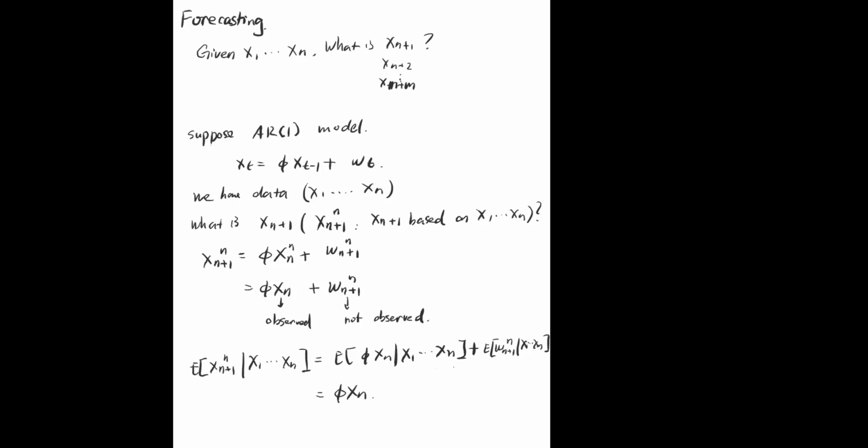And the second part is just there because w_{n+1} given n, even though we do not know what it is, we know it is white noise. You can think of it this way. That means the mean of w_{n+1} given x1 to xn is zero. So that's just equal to phi xn. In practice, we call this the one-step ahead forecast.